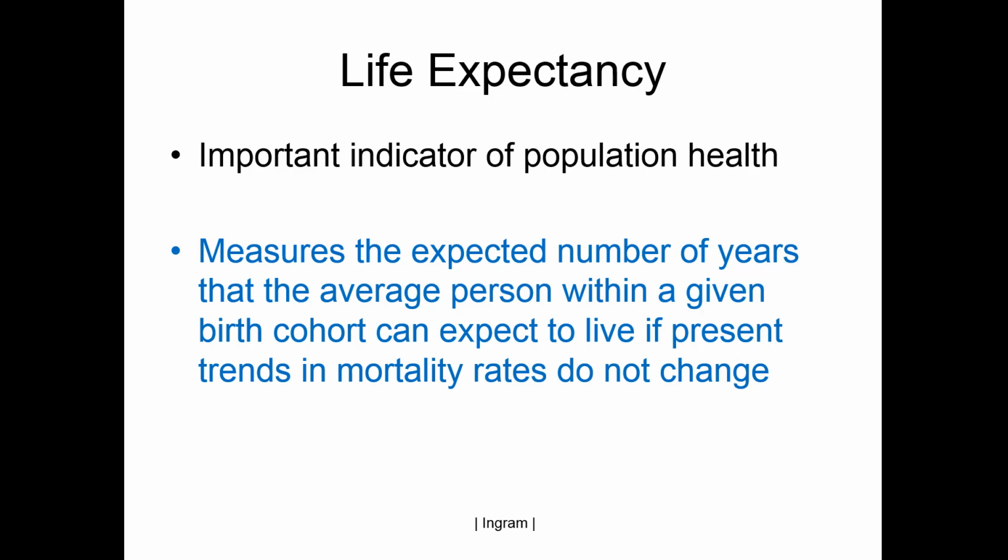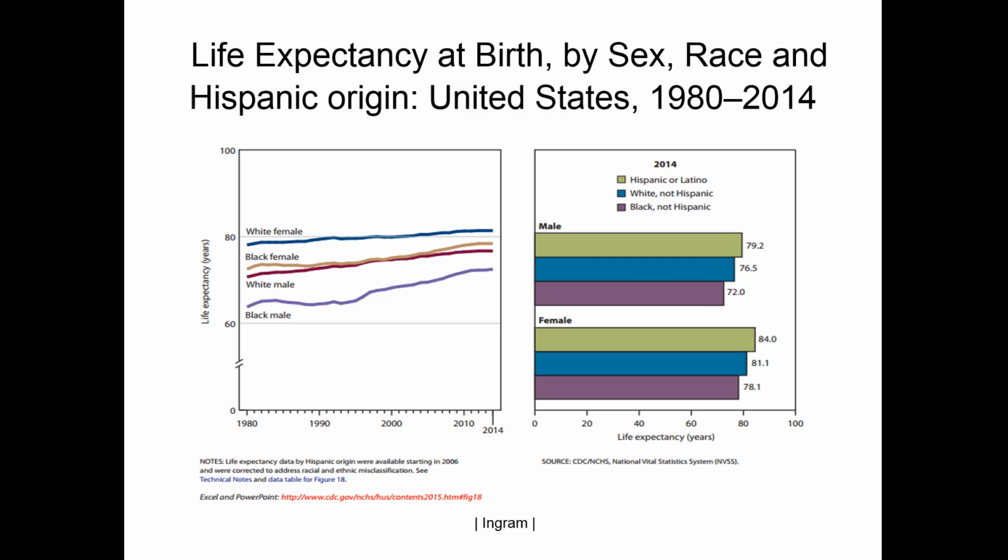Life expectancy is an important indicator of population health and measures the expected number of years that the average person within a given birth cohort can expect to live if present trends in mortality rates do not change. So let's view a few graphs that illustrate these terms. This figure is a bar graph showing life expectancy at birth by sex and race ethnicity in the United States spanning from 1980 to 2014.